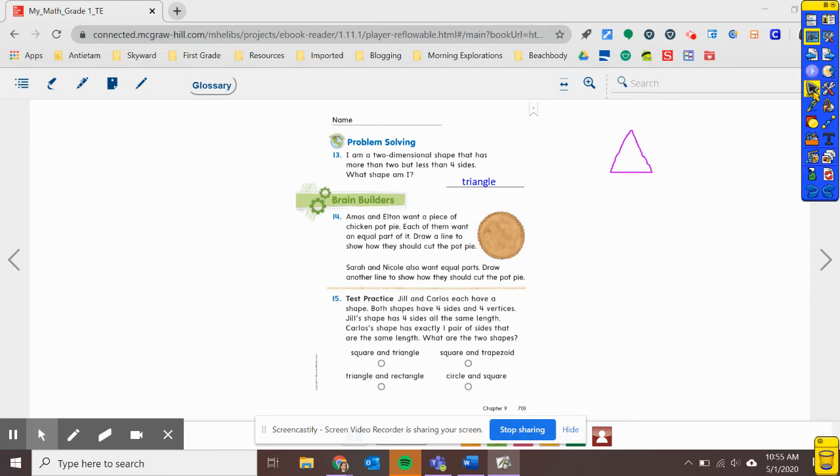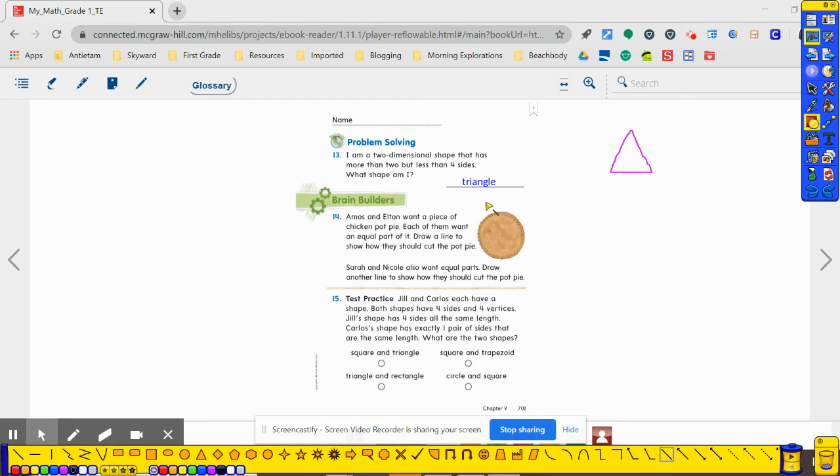Number 14 says Amos and Elton want a piece of chicken pot pie. Each of them want an equal part of it. So draw a line to show how they could cut the pot pie. So let's see. We're going to draw a line. We have how many people want to share it? Amos and Elton. So how many people is that? How many pieces do we need? 2. It's 2 people. So we need to cut it into 2 equal parts. Go ahead and do that. Draw a line in this pot pie over here. Cut it into 2 equal parts.